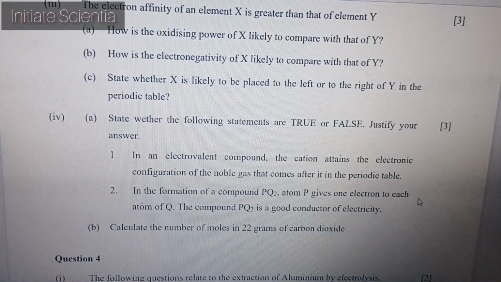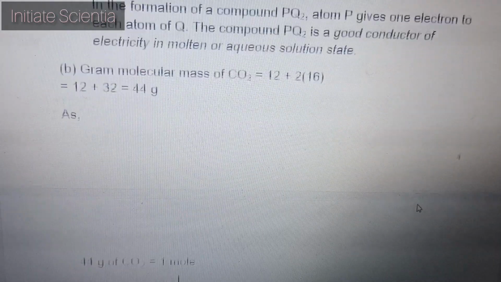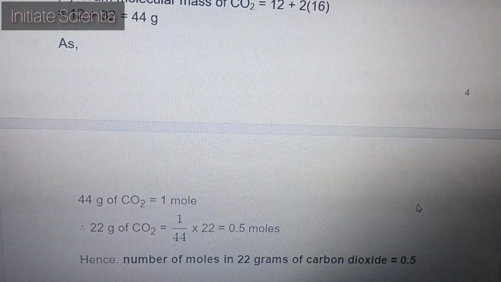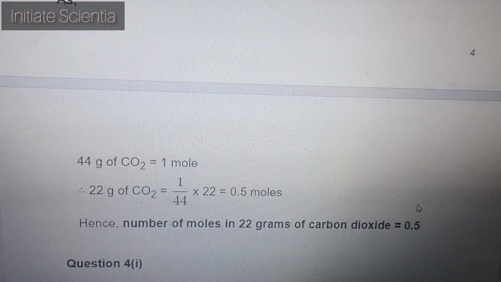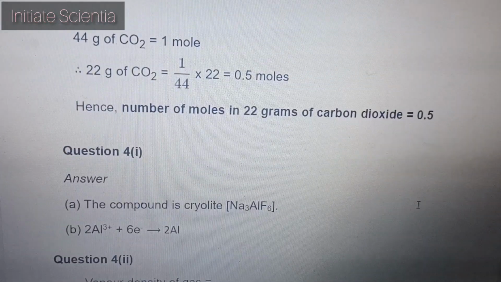Calculate the number of moles in 22 grams of carbon dioxide. Gram molecular mass of CO2 is 12 plus 2 times 16, that is 12 plus 32, which is 44 grams. As 44 grams of carbon dioxide is equal to 1 mole, 22 grams of carbon dioxide is 1 by 44 into 22, that is 0.5 moles. Hence, number of moles in 22 grams of carbon dioxide is 0.5.